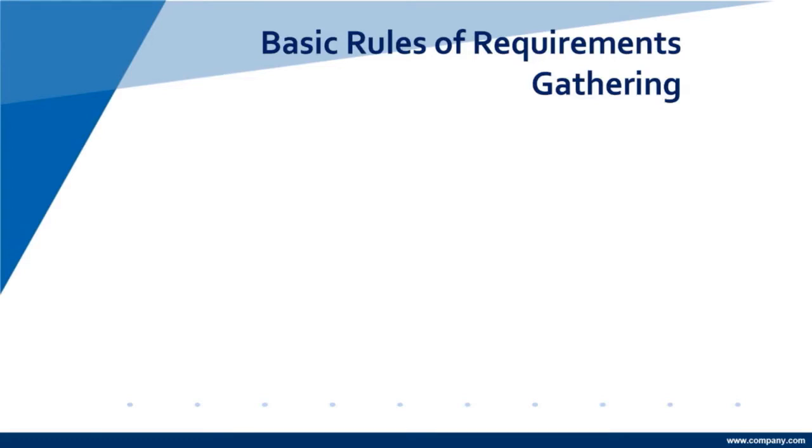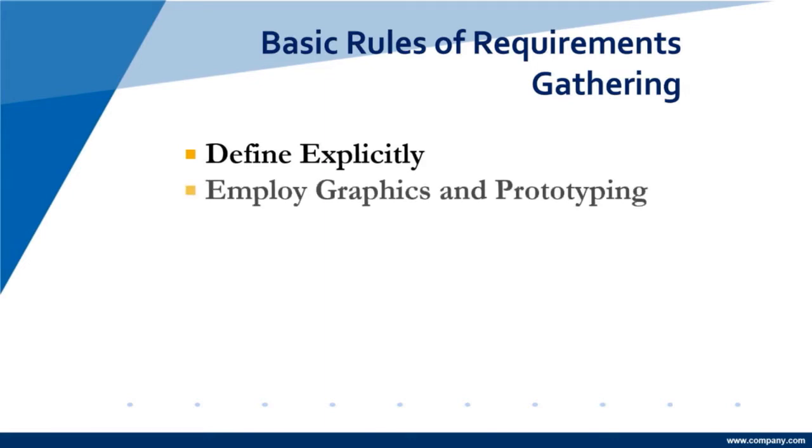So some basic rules about requirements gathering. Define things explicitly. That means in detail, that means reframing, restating, that means do your best communication when you're doing the gathering. Employ graphics and prototyping. If you can figure out what it looks like or draw a picture, if you understand the color that you want, if that's important. Trust me, requirements can be an interesting thing and never ignore color.